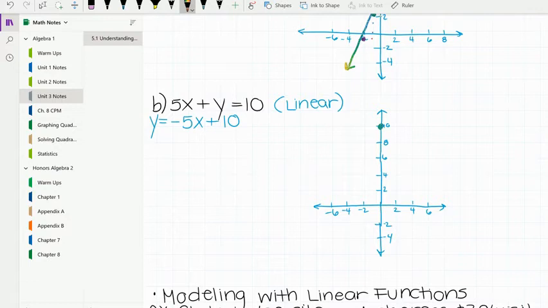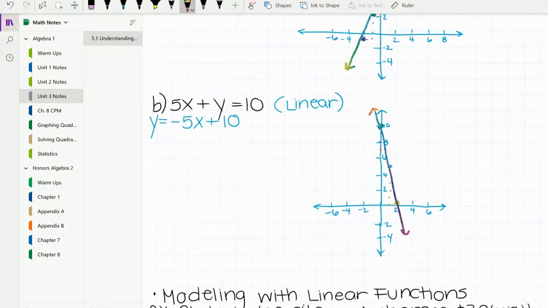And from there, we want to go down 5. So that's 1, 2, 3, 4, 5 over 1. And we'll do that again. Down 1, 2, 3, 4, 5 over 1. And then you will then connect those dots.